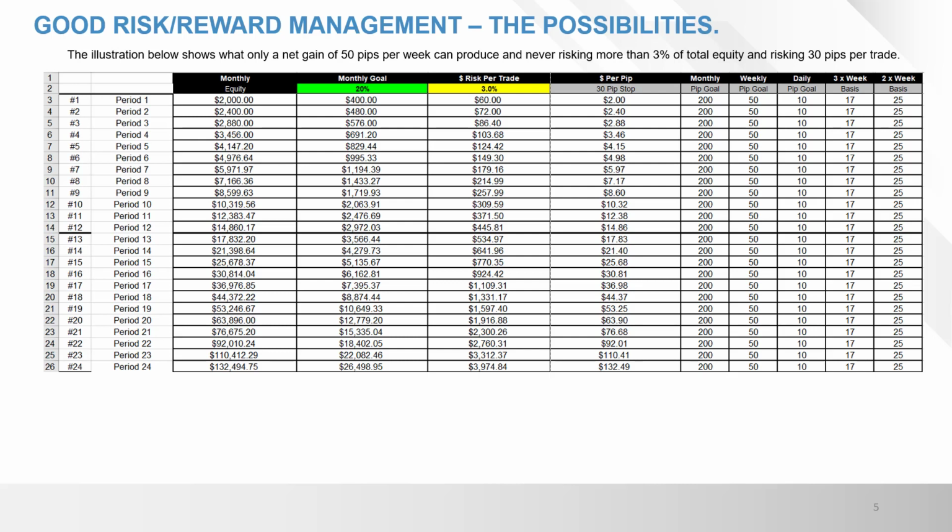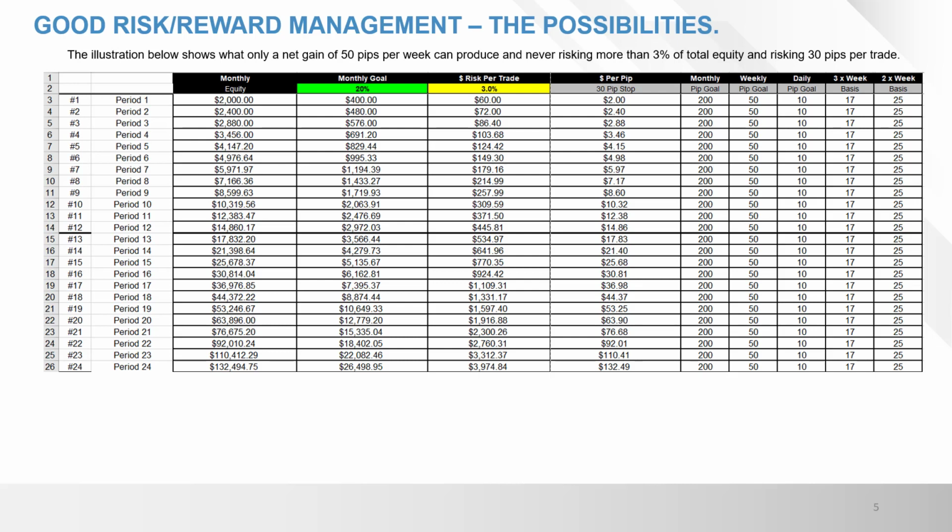With this risk reward management, it will only take you a year to grow your equity from 2,000 up to just under 15,000. That's very good, reasonable growth for such a small amount of equity. The moment you follow this risk reward management system, you can see that it's quite achievable. 50 pips per week is easily achievable as long as you have a good strategy.